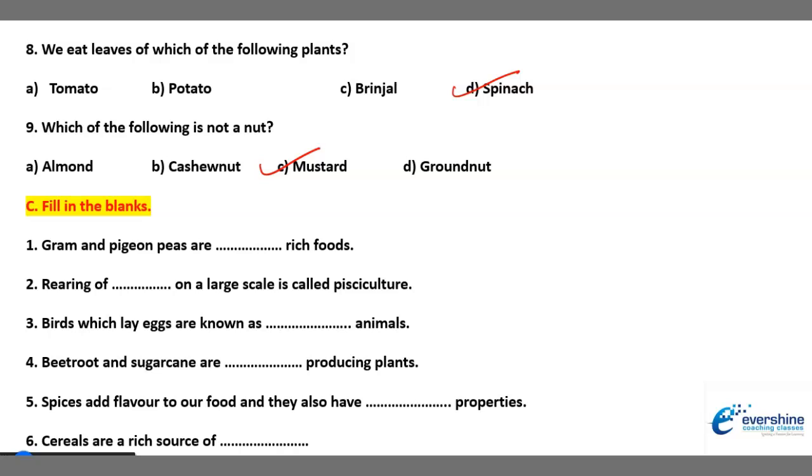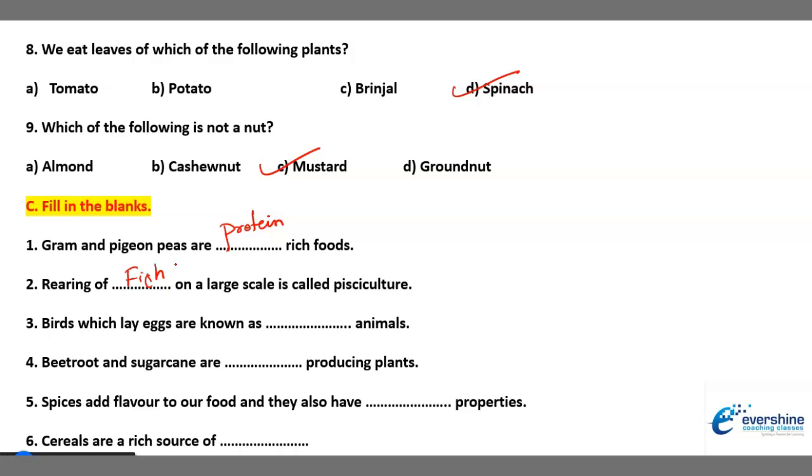Now fill in the blanks. Gram and pigeon peas are dash rich foods. Protein rich foods. Rearing of dash on a large scale is called pisciculture. Very important question. Rearing of fish on a large scale is called pisciculture.